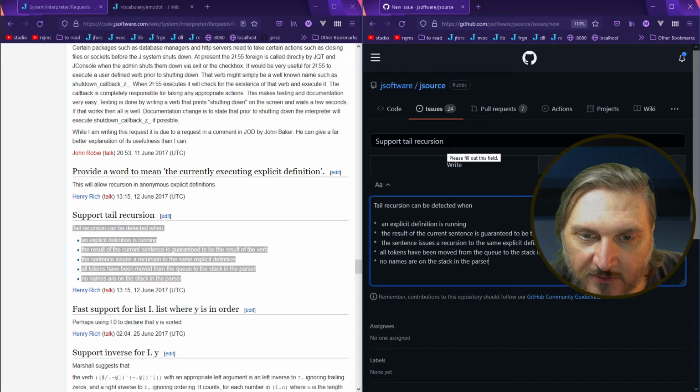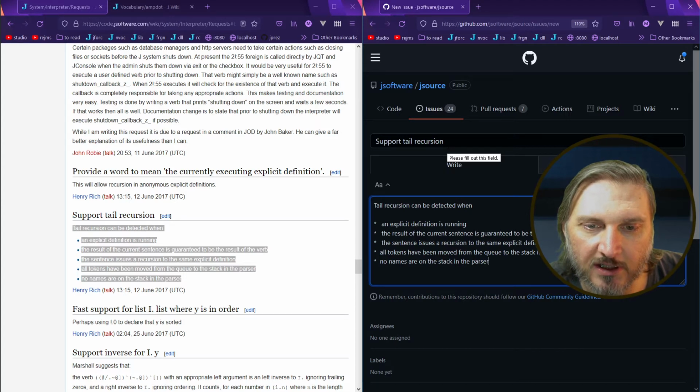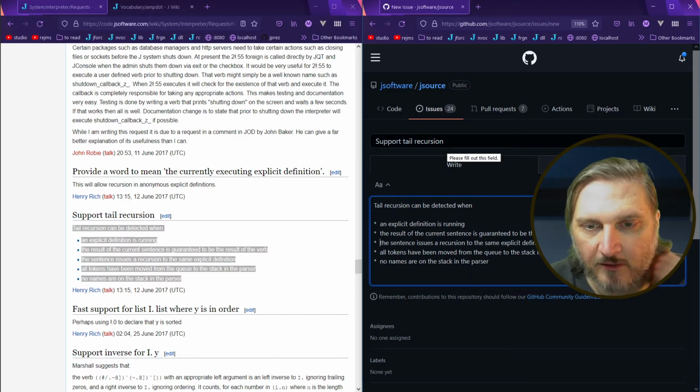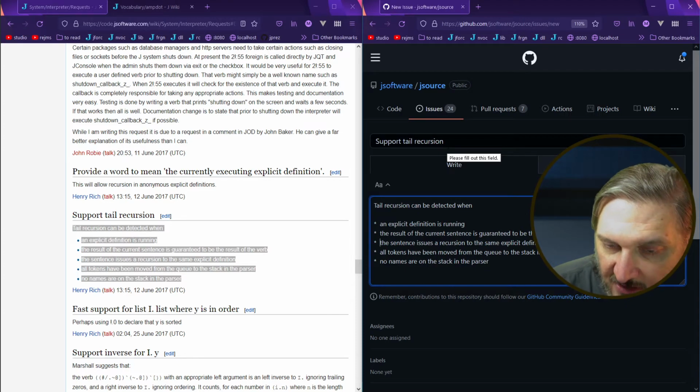All right. Tail recursion can be detected when an explicit definition is running. The result of the current sentence is guaranteed to be the result of the verb. The sentence issues a recursion to the same explicit definition. All tokens have been removed from the queue to the stack in the parser. That means that we're at the left side of the thing.